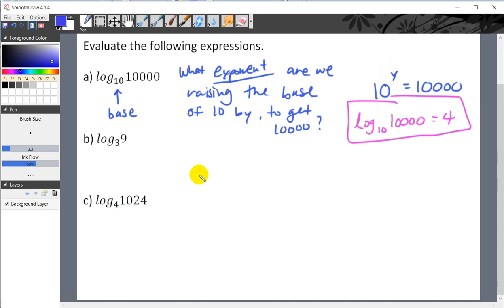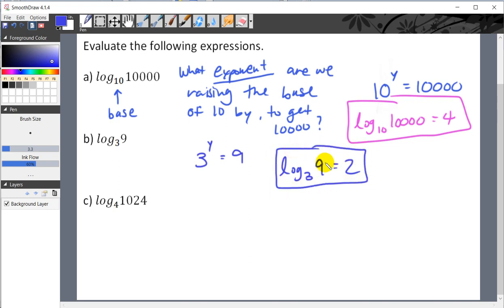For this next one, letter B, it's the same idea. We start off with: what exponent, we'll call it y, are we raising the base of 3 by this time to get 9? Let's think about that. 3 times 3 is 9, so y is going to equal 2. In other words, log base 3 of 9 equals 2. Again, just think of a logarithm as an exponent.